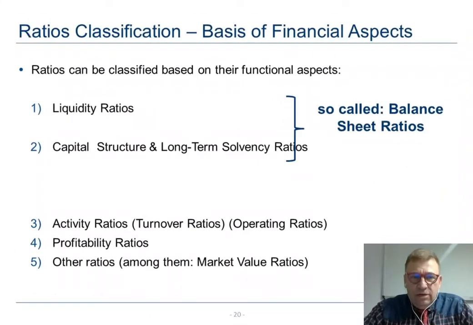The first two, liquidity ratios and capital structure and long-term solvency ratios, are so-called balance sheet ratios because all, if not all, the vast majority of figures used to calculate these ratios come from the balance sheet. So let's have a look at how they are classified.